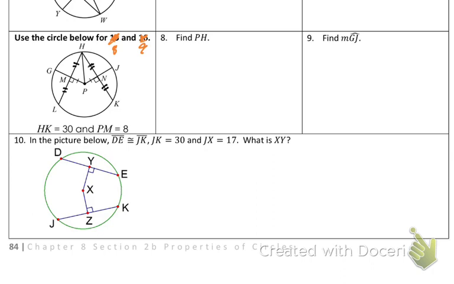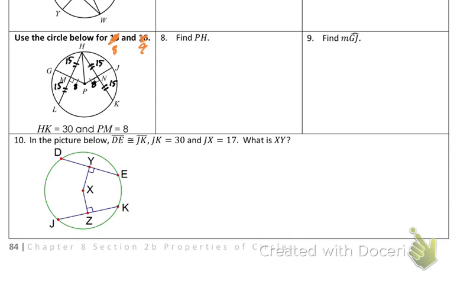All right, so our job is to find pH. We have more information. We have HK equals 30. So if HK equals 30, instead of writing 30, what am I going to write instead? I'm going to write 15, 15, 15, and 15. Bam! And I also have PM is 8, which means that this is also 8. I need to find pH.